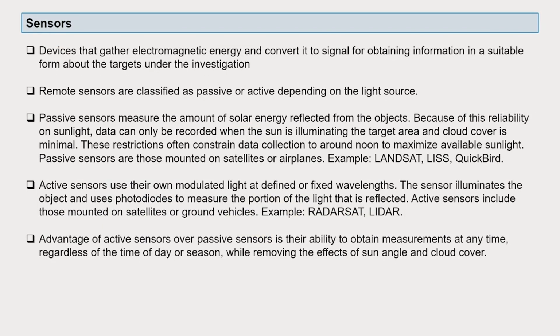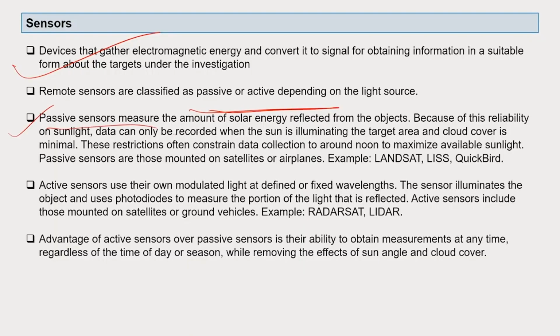Now, sensors are devices that gather electromagnetic energy and convert it to a signal, for obtaining information in a form that we can understand. Okay? Remote sensors are classified as passive or active depending on the source of light, from where the signal is coming. So, on the basis of source you have passive or active remote sensors.